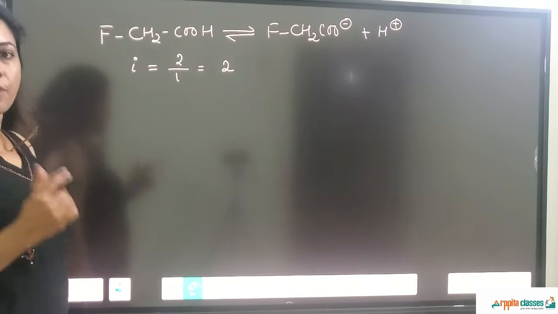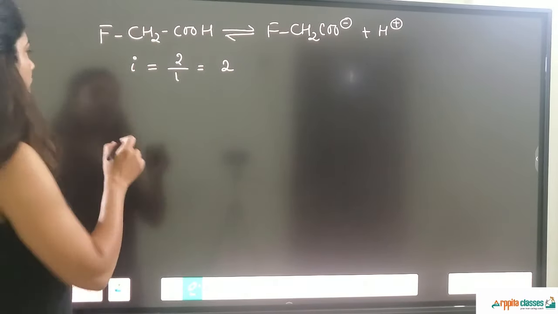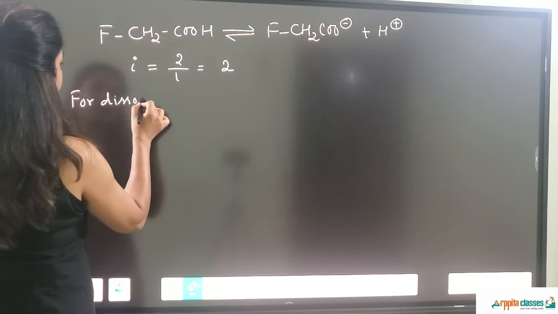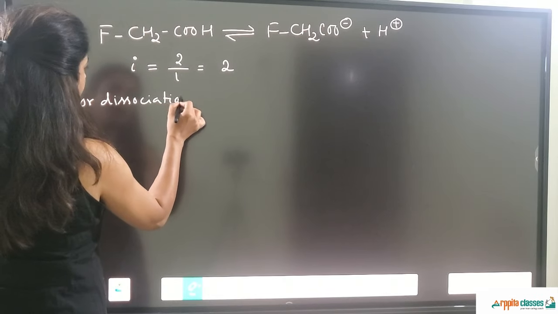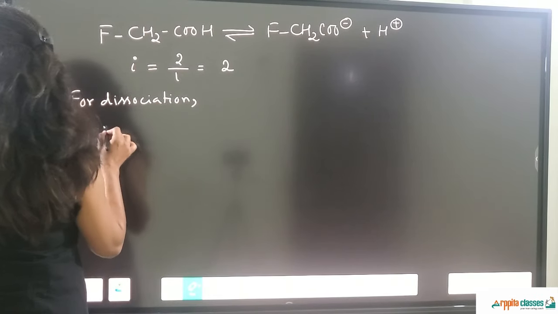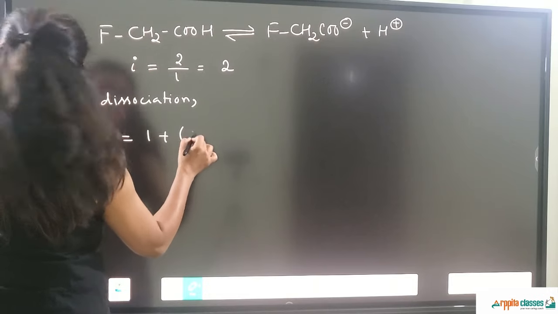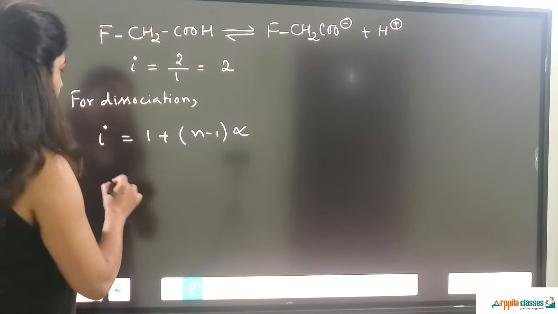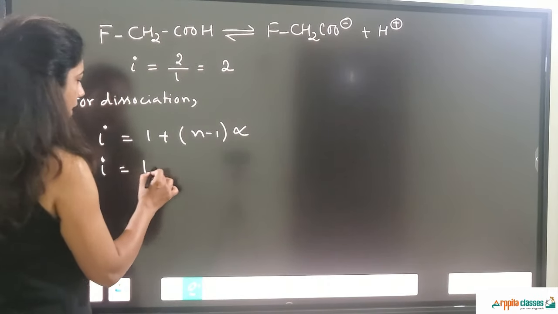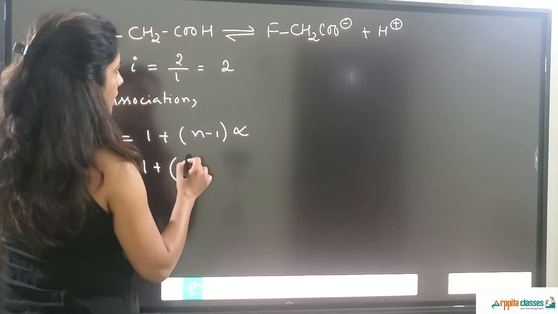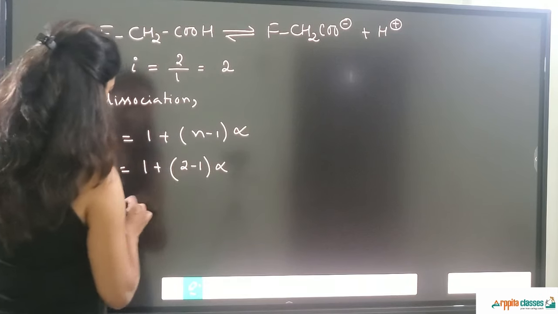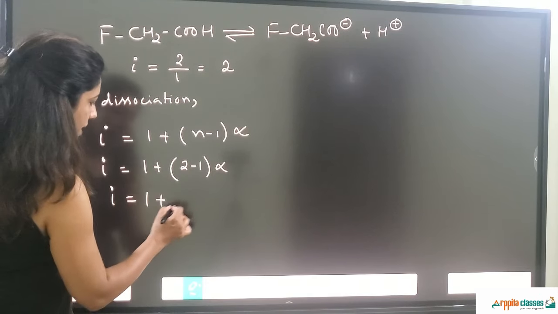Now we are going to use a formula, the relationship between i and alpha. So for dissociation, the relationship is i is equal to 1 plus (n minus 1) into alpha. Here n is equal to 1 plus 1, 2. 2 minus 1 into alpha. So i is equal to 1 plus alpha.